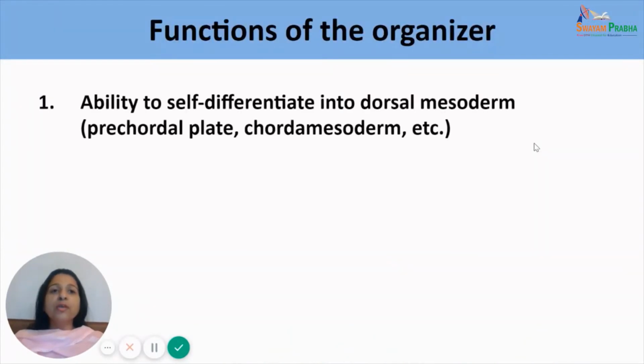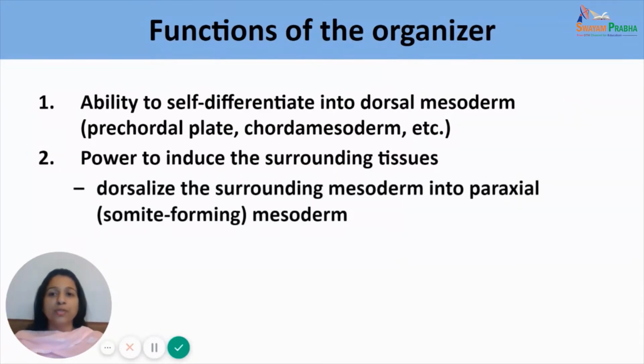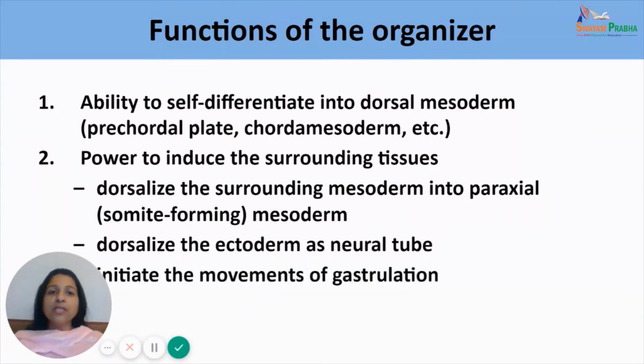So what functions does the organizer have in the formation of the embryo? First is the ability of the organizer to self-differentiate into dorsal mesoderm, that is, the formation of the precordal plate and chordamesoderm. Second, it has the power to induce its surrounding tissues. It dorsalizes the surrounding mesoderm to form paraxial mesoderm or the somite-forming mesoderm. It dorsalizes the ectoderm to form the neural tube, and it initiates the movements of gastrulation in the embryo.